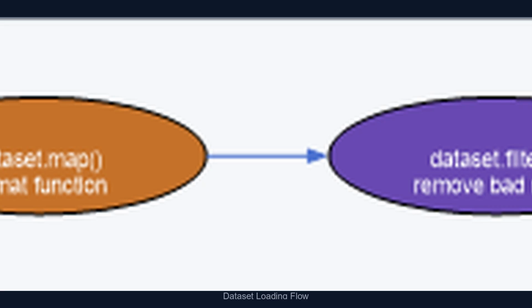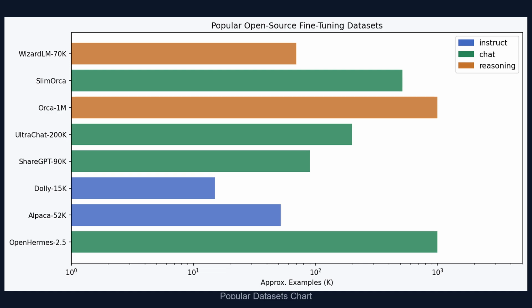Each step depends on the previous one being correct, which is why the inspection step comes before any transformation. This chart shows a selection of popular open source fine-tuning datasets plotted by approximate example count. WizardLM, Orca, and UltraChat stand out at the higher end, larger datasets that tend to produce more robust instruction-following behavior. The color coding distinguishes dataset type: instruction following, chat, and reasoning.